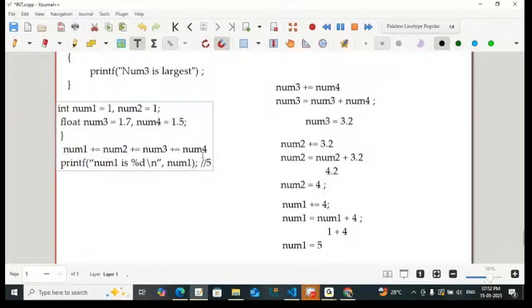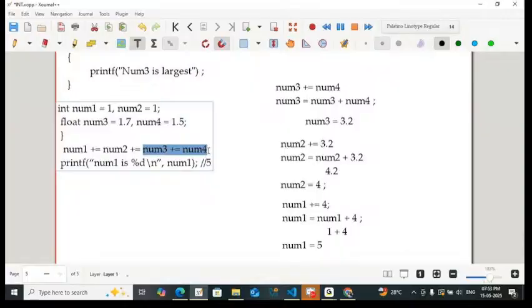I am repeating again. Here first I have to solve. I have multiple plus equal to here. So I am solving from right to left because the associativity says right to left.